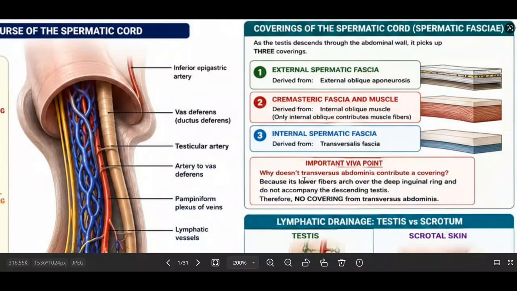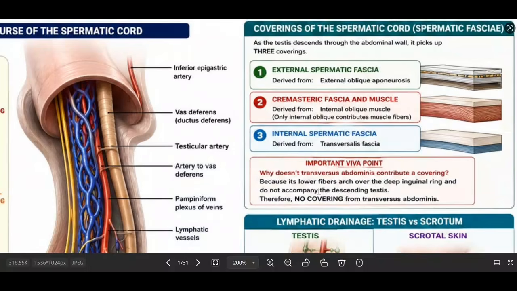So the answer is because its lower fibers arch over the deep inguinal ring. I also mentioned the same point, and I also showed you the diagram from Snell's in the previous lecture about the inguinal canal development. Here I am mentioning it again because the lower fibers arch over the deep inguinal ring, and so they do not take any part in the formation of the coverings of the spermatic cord.